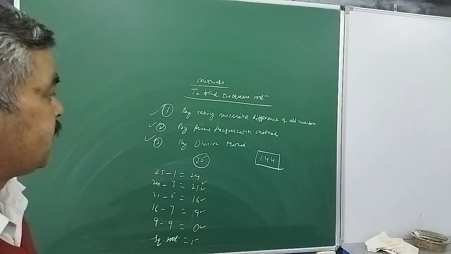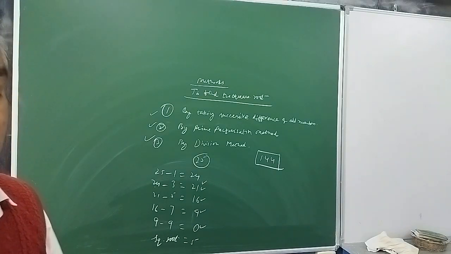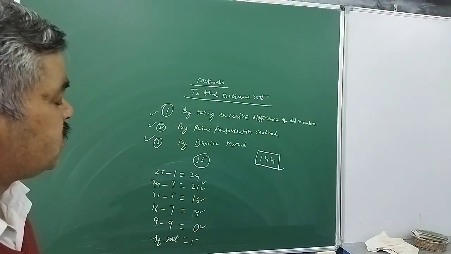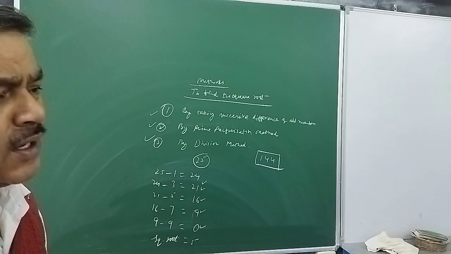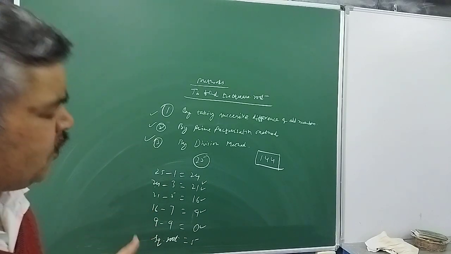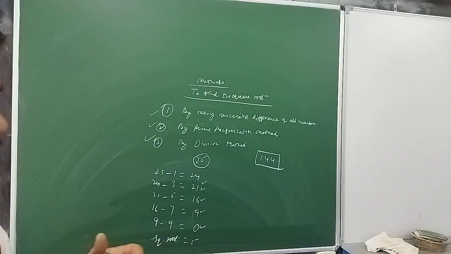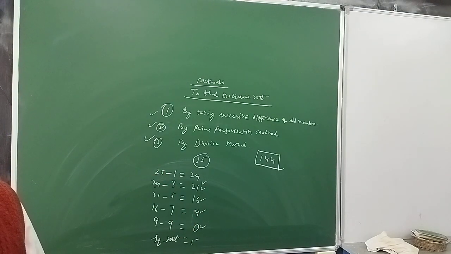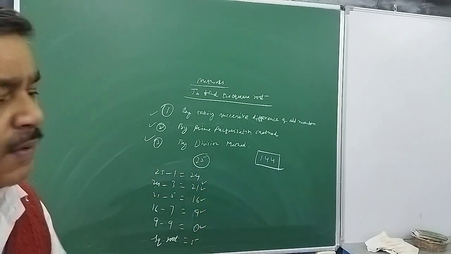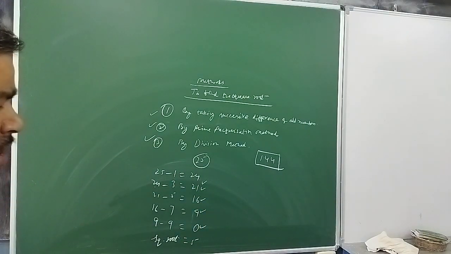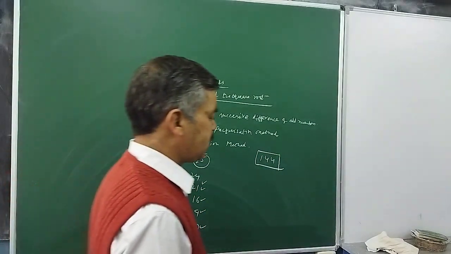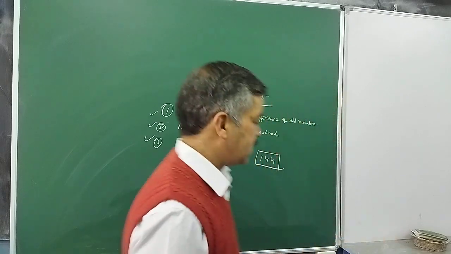So this is the first method I shared with you, and I just told you this method is a very restricted one. It is applicable for all numbers, but not that convenient. It is applicable just for small numbers like 25 I shared with you, but it is part of your syllabus. That's why I discussed it with you.